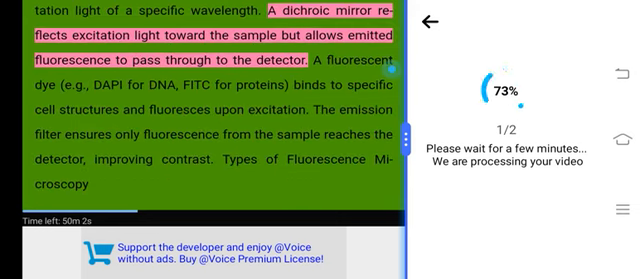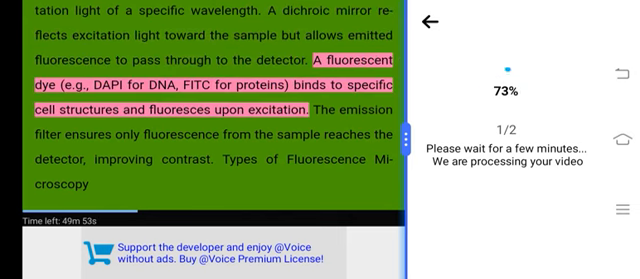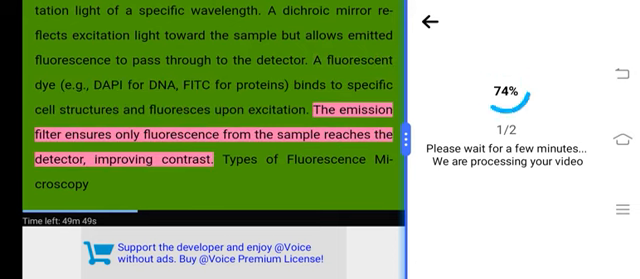A dichroic mirror reflects excitation light toward the sample but allows emitted fluorescence to pass through to the detector. A fluorescent dye, e.g., DAPI for DNA, FITC for proteins, binds to specific cell structures and fluoresces upon excitation. The emission filter ensures only fluorescence from the sample reaches the detector, improving contrast.